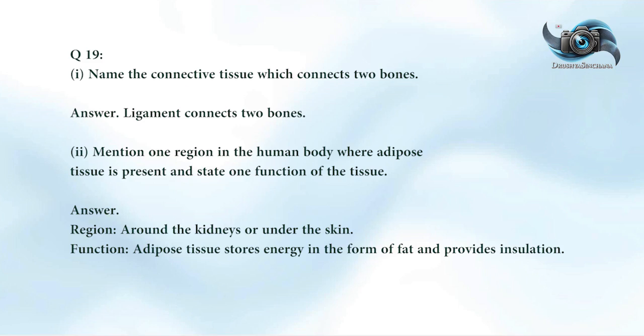Question number 19. 1. Name the connective tissue which connects to bones. Answer. Ligament connects to bones. 2. Mention one region in the human body where adipose tissue is present and state one function of the tissue. Answer. Region, around the kidneys or under the skin. Function, adipose tissue stores energy in the form of fat and provides it.